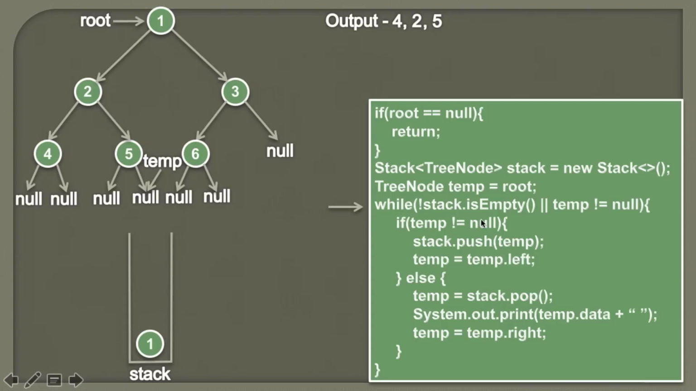In the while block we'll check whether stack is empty or not. So currently stack is not empty, but temp is pointing to null. So the overall condition comes out to be true because stack is not empty. So the while block executes. In the if block we'll check whether temp is equal to null or not. So temp is equal to null. Therefore the condition in if block comes out to be false, and the else block will be executed.